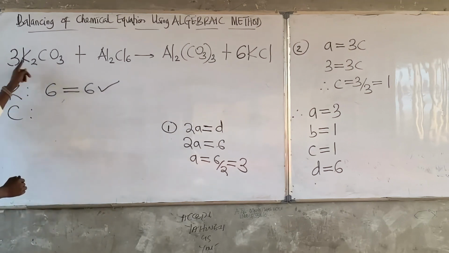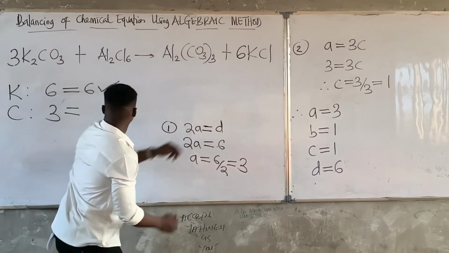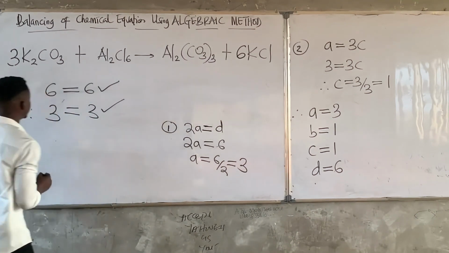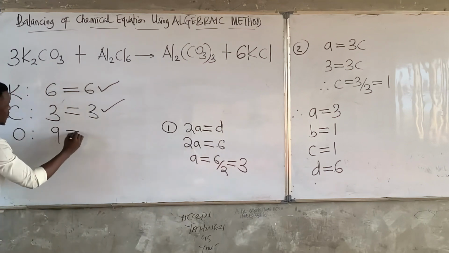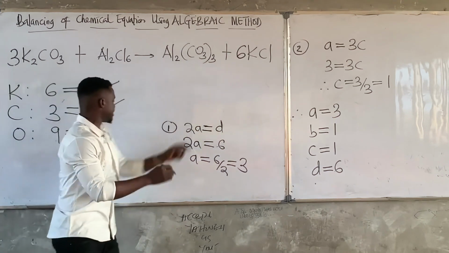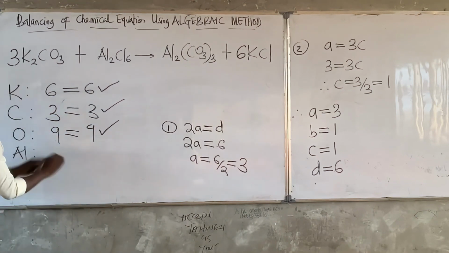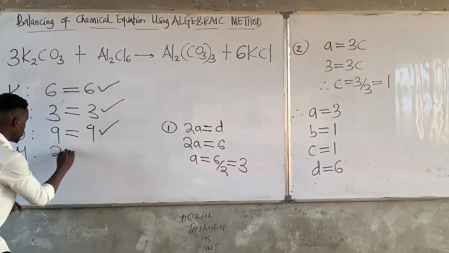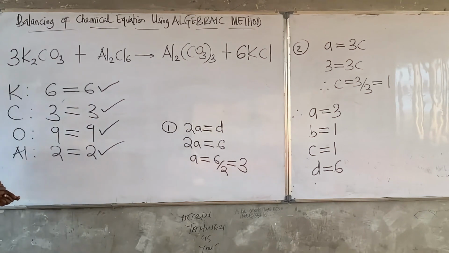Carbon, 1 times 3 is 3 on the left. Carbon is 1 times 3, 3 on the right. Carbon is balanced. Oxygen, 3 times 3 is 9, equal to 3 times 3 is 9. Oxygen is balanced. Aluminum is 2 on the left, and aluminum is 2 on the right, so it is balanced.